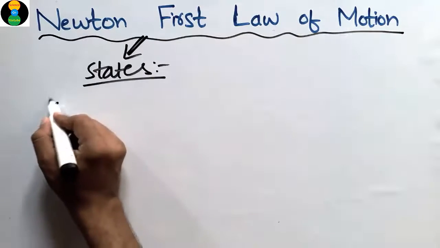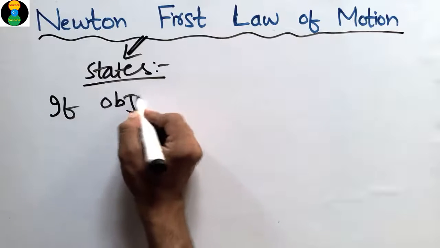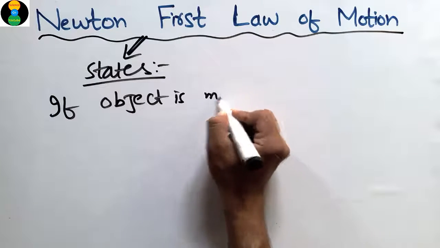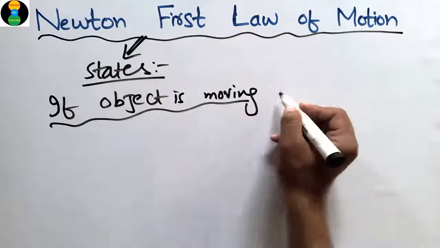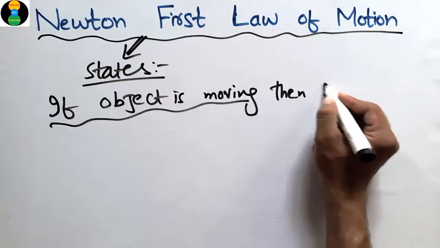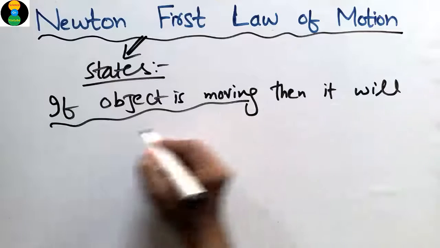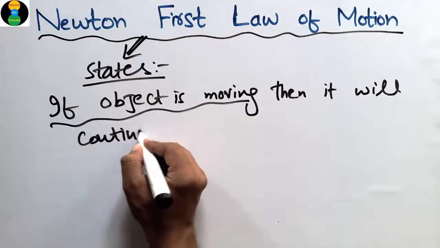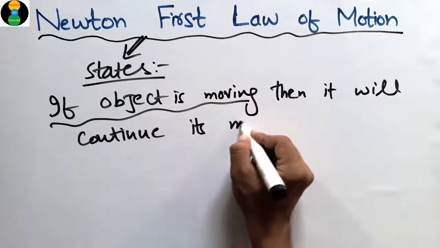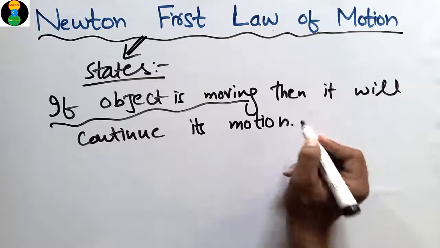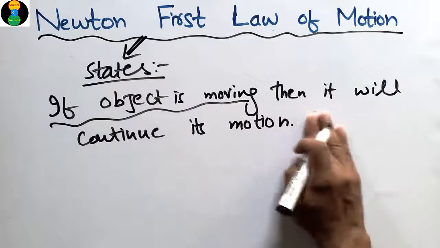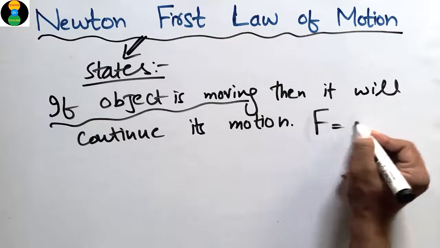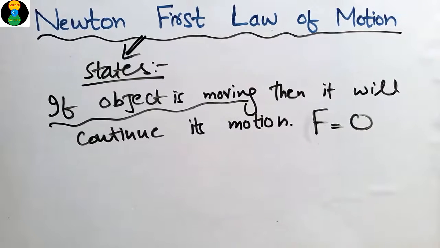that if an object is moving, it will continue its motion, right? If an object is moving, then it will continue its motion unless there is a force acting on this object. It means that the force acting on this object is zero. When the external force acting on this object is zero, then this object will always be in motion.